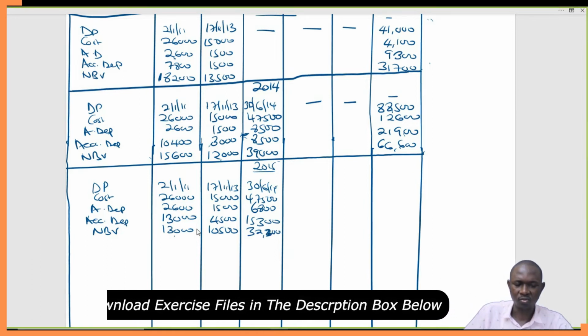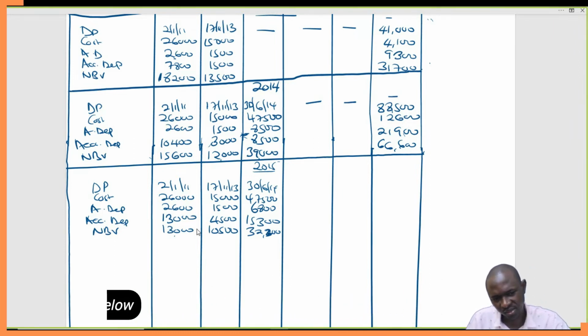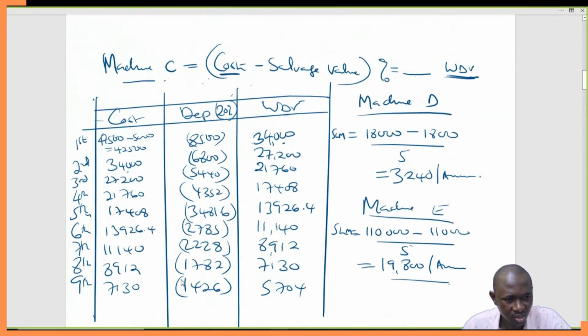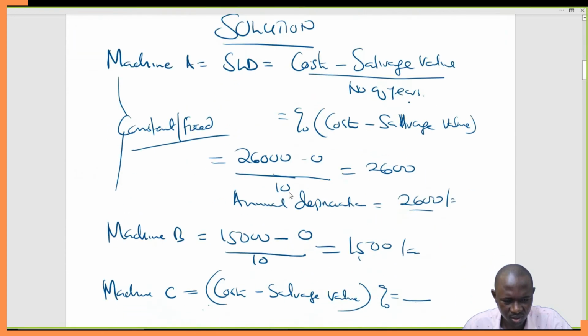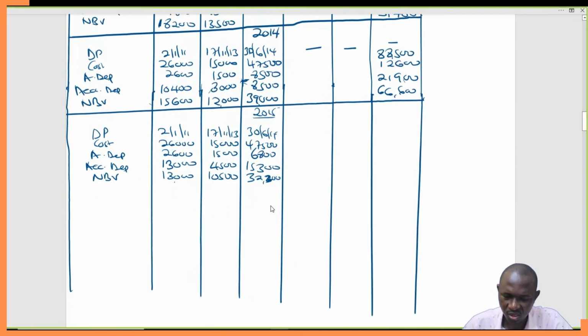That is the value of this machine as at this particular date. So we still don't have... Let me just confirm machine D and E. Machine D was bought in 2017, machine E 2018. So we still don't have them. So we continue. Machine D and E, nothing.